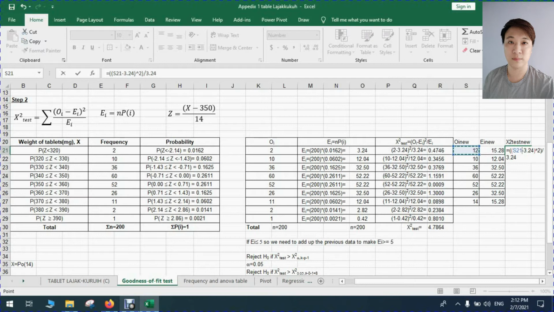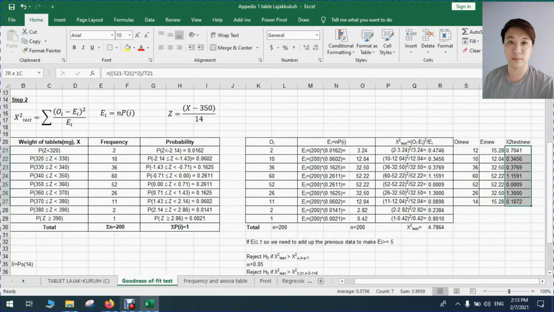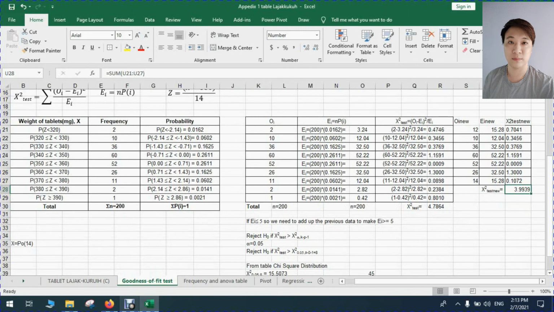This one changes to the new, this one also the new expectation, and divide by the new expectation. Okay, so I get the new. And these all are my latest values, with decimal places. Okay, after that I total the chi-square, I sum it up. This is my new chi-square test. So it is 39.